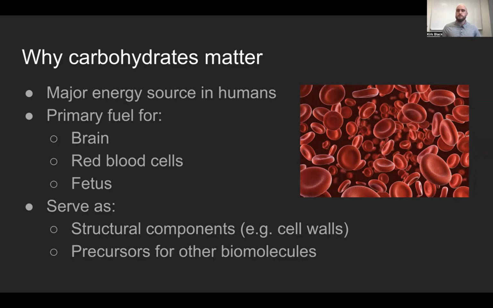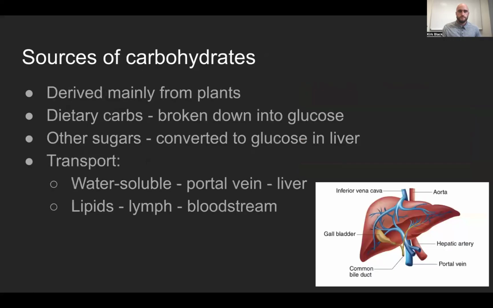So alongside this, carbohydrates don't just serve as a primary fuel source. They serve as a structural component to cell walls. And alongside that, they are precursors for many, many biomolecules, such as glucose to glycogen. Glycogen storage is the main storage for glucose in the body, where when energy is depleted, we can grab from glycogen stores. Alongside that is fatty acid storage. Carbohydrates are a major precursor to all of these.